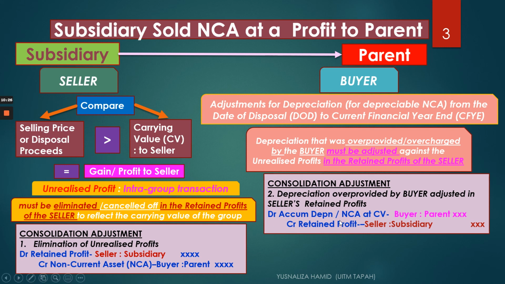So the accumulated depreciation will be adjusted if the asset is shown at cost. Alternatively, if it is not shown at cost, you will be adjusting the non-current asset at the carrying value, and that will involve adjusting the buyer's asset. Now the buyer is the parent company. And it will be adjusted against the retained profit of the seller. So what you can see is that the retained profit of the seller is the same place where you adjust for the unrealized profit, and also the place where you adjust for the depreciation that has been overcharged or overprovided.